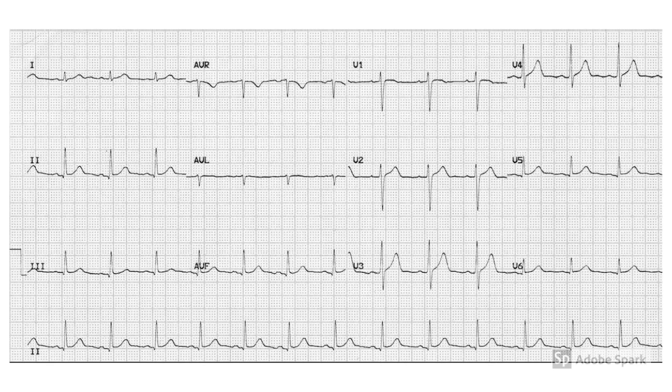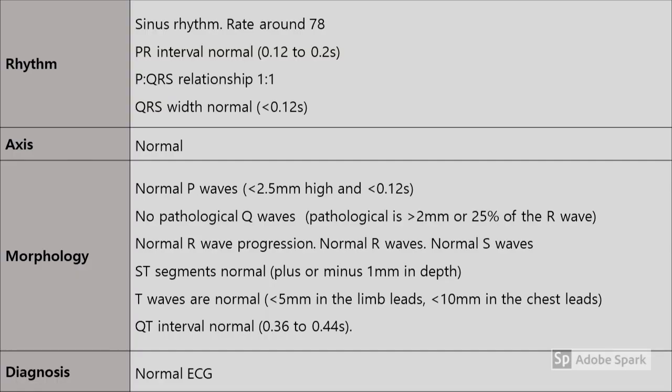Looking at the ST segments, again they all appear to be along the isoelectric line with no elevation or depression. The T waves are of appropriate size, they're not too large or too peaked, being less than 10 millimeters in the chest leads. And again, calculating the QT interval from the start of the QRS to the end of the T wave, that looks normal to me, so that's within 0.36 to 0.44 seconds. So that's just how I like to document my findings when you're thoroughly analysing an ECG.